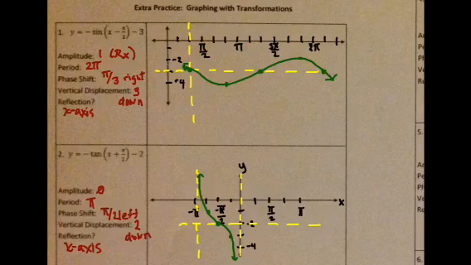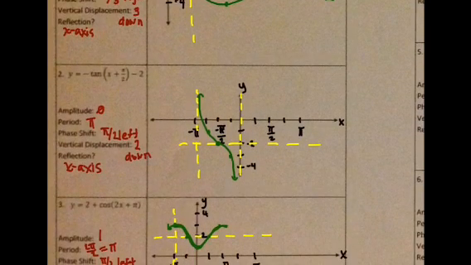Number 2, the amplitude doesn't have one, right? Period is pi because it's pi over 1. Phase shift is pi over 2 to the left because of the plus. You know it because the h is negative, or the c is negative. Vertical displacement 2 down, and then yes, it's reflected over the x-axis. Okay, so the horizontal asymptote goes at negative 2, so I drew it here.